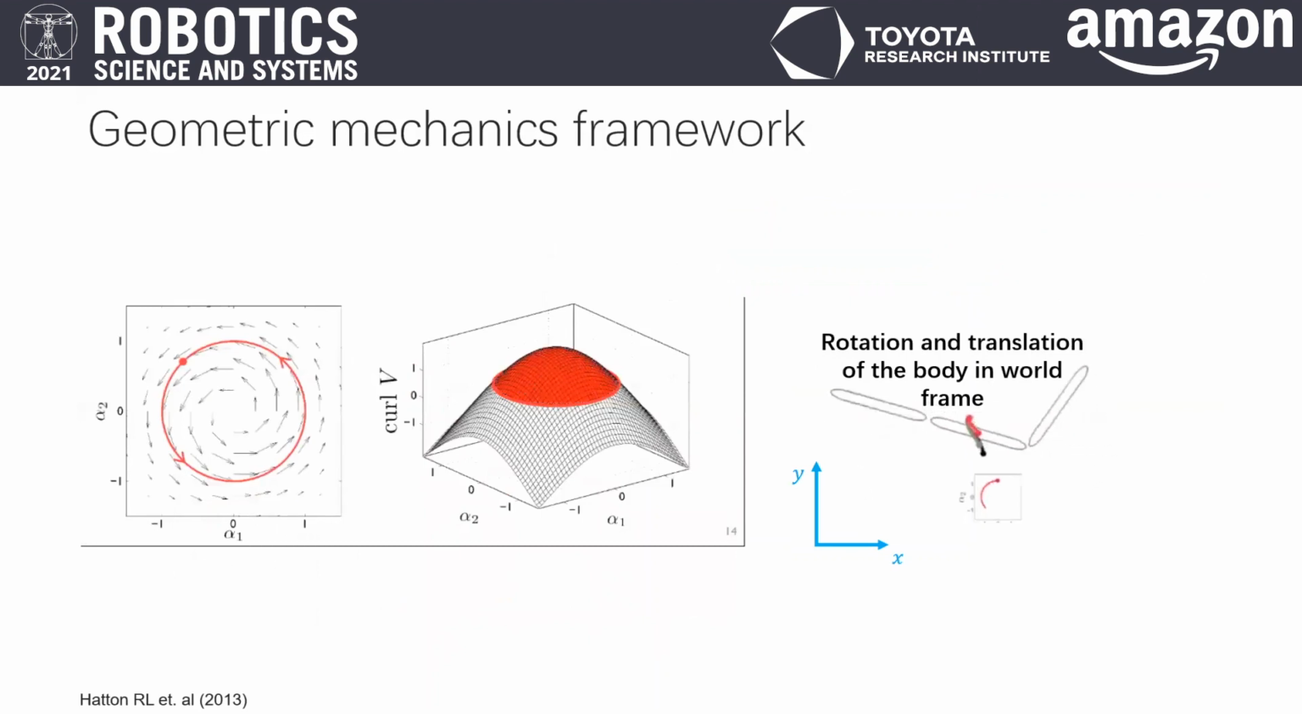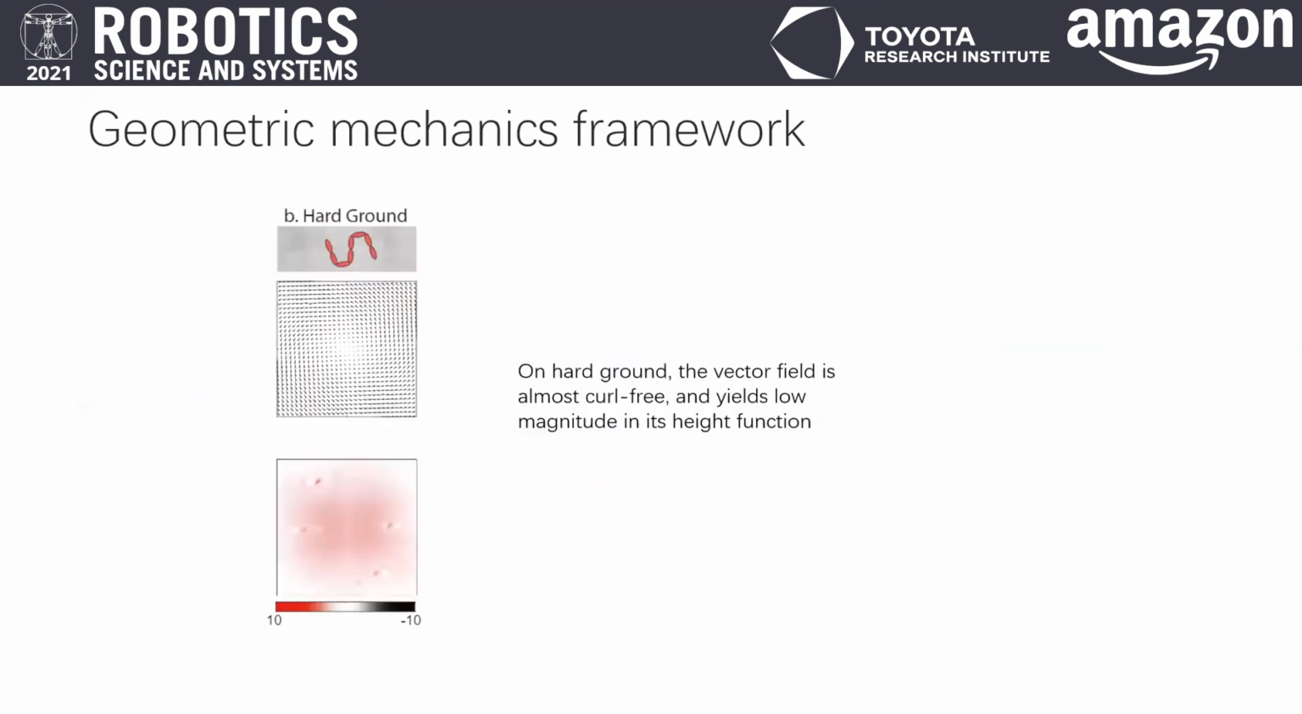According to Stokes' theorem, the line integral equals the area integral of the curl of the vector field. Thus, we can visualize the kinematics by the curl of the connection vector field, which is called the height function. Here, we show the vector field and height function of a limbless robot moving on hard ground. The vector field is almost curl-free, leading to low amplitude in the height function.